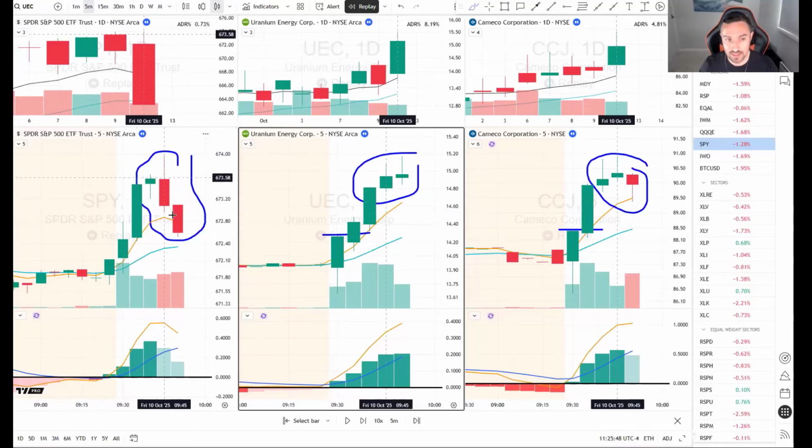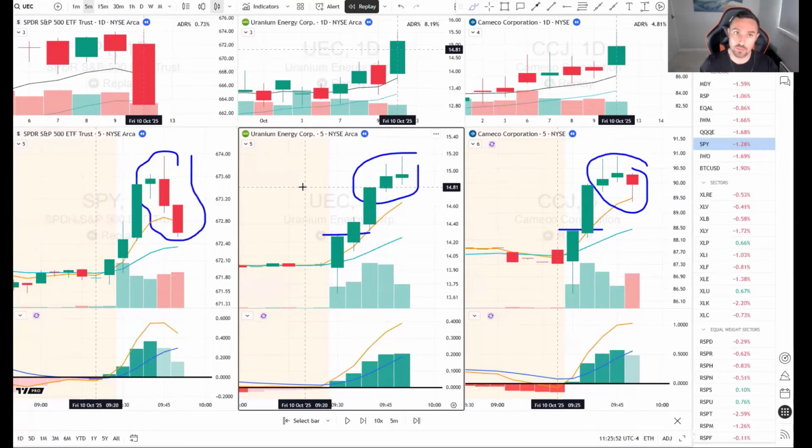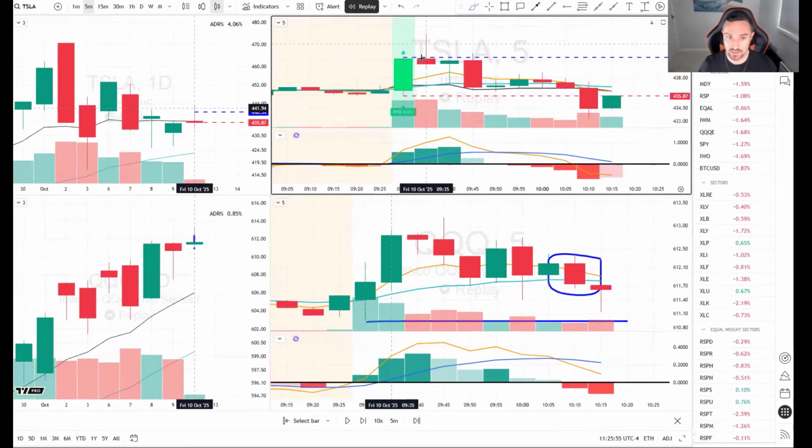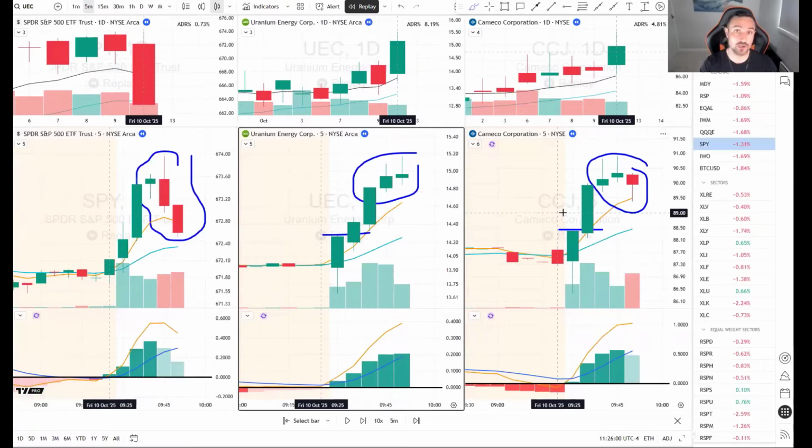So they're already telling you when the index starts pulling back like this, they're going, we don't care, we're really strong. This is polar opposite behavior of Tesla. Remember Tesla here, relative to the Qs doing that. Tesla, that's not good. UEC, CCJ, showing strength.